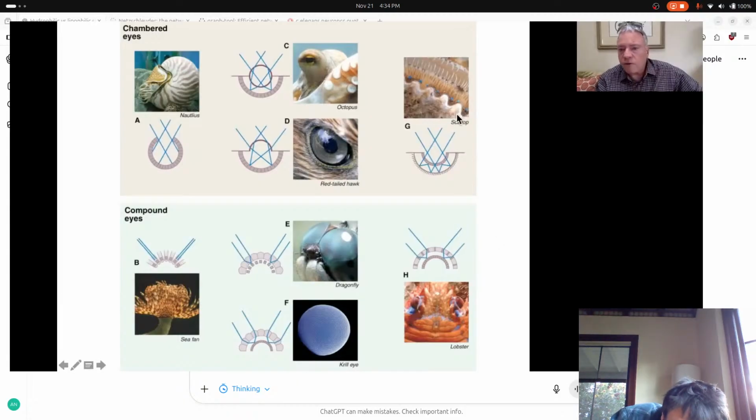And then here's the scallop. So here's a little blue-eyed scallop here. Those are the eyes on the edge of the mantle. And so that's using the mirror to focus the light. That's the mirrored chamber. Okay, so again, chambered versus compound eyes, and then lens focusing versus mirrored focusing.